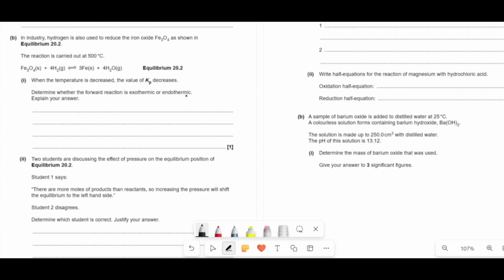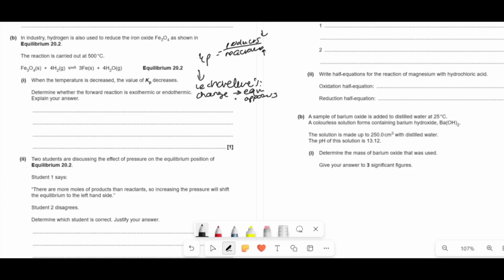It says when the temperature decreases, the value of Kp decreases. Determine whether the forward reaction is exothermic or endothermic. So Kp is basically your products over reactants. So if Kp is going down, that's going down as well, and that's going up, because those are the things that make Kp go lower. Remember that Le Chatelier's principle is where you make a change and the equilibrium opposes the change, or wants to.